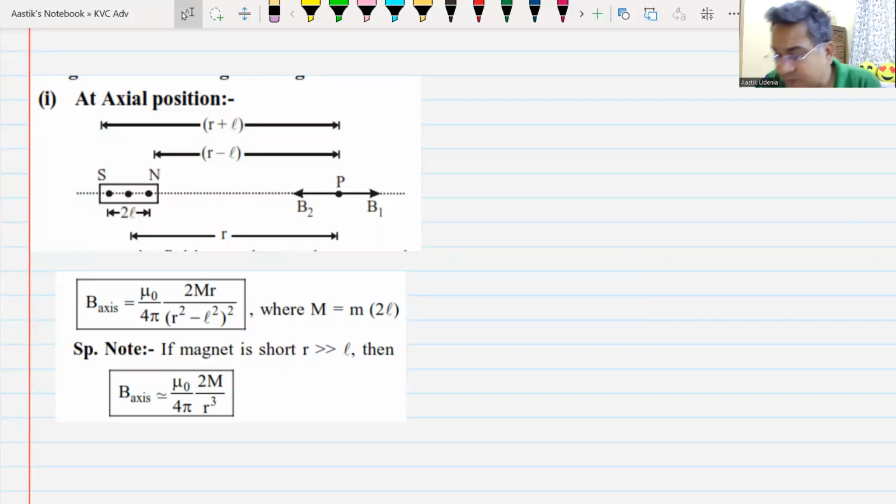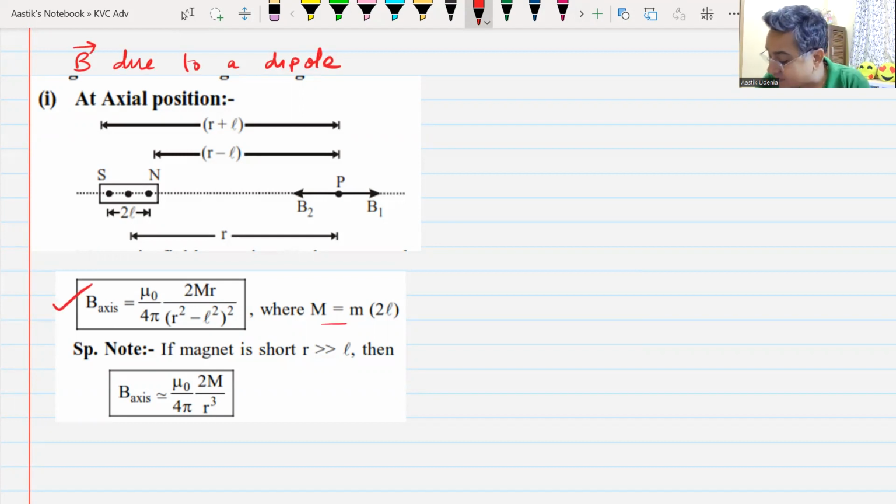Then we have the formula for magnetic field due to a dipole, at any axial position. The formula of magnetic field is given by this one: mu naught by 4 pi, 2mr upon (r square minus l square) the whole square, where m is the magnetic dipole moment. If this distance r from the center of the dipole is very large, the shortcut formula becomes like this.